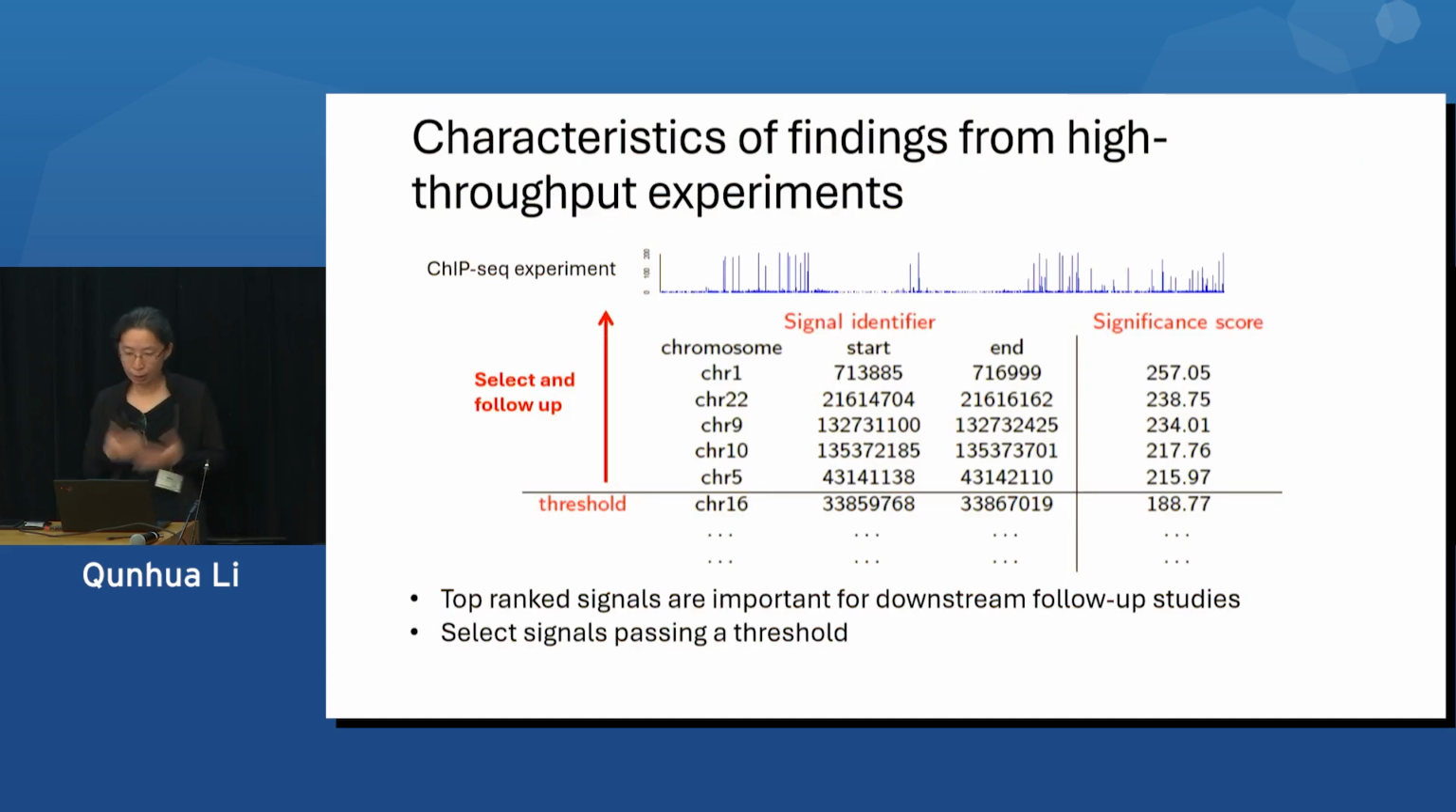Okay, so basically this categorizes some characteristics of findings from high-throughput experiments. We often give a statistical significance score, and then based on this score, we set a threshold and choose the ones that are above it. This is just an example from ChIP-seq data. Here are the signals, each one is one signal. This is a signal identifier, and this is the significance score. We threshold and choose the top ones, so at the end it is more or less like you rank and select. This selection is based on a threshold.